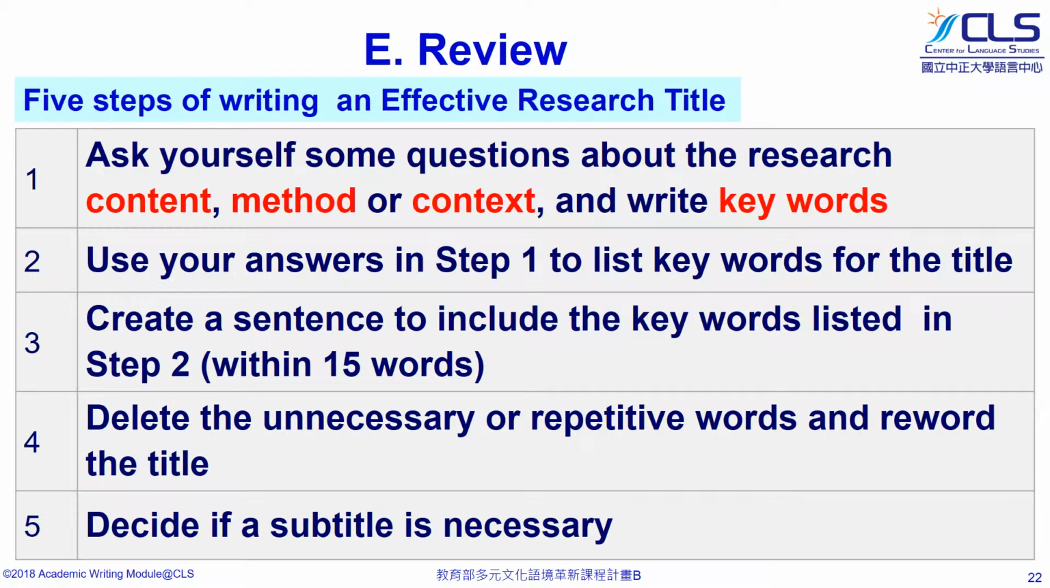And the 5 steps of writing an effective research title are as follows. Step 1. Ask the questions to yourself and write keywords for the answers. Step 2. Use your answers in Step 1 to list keywords. Step 3. Create a sentence within 15 words to include the keywords listed in Step 2. Step 4. Delete the unnecessary or repetitive words and reword the title. Step 5. Decide if a subtitle is necessary.